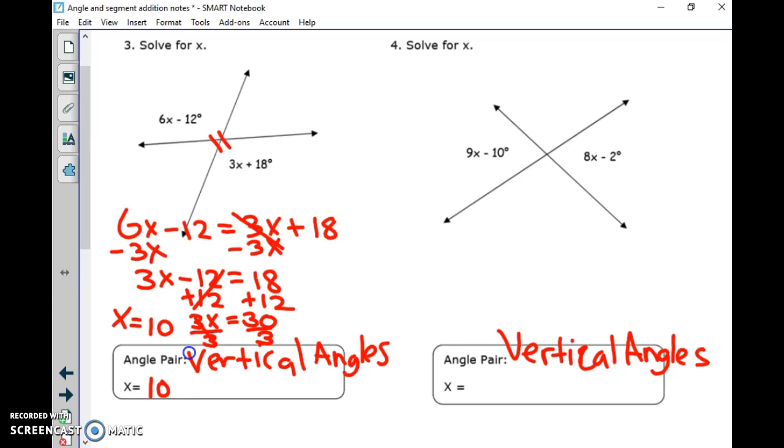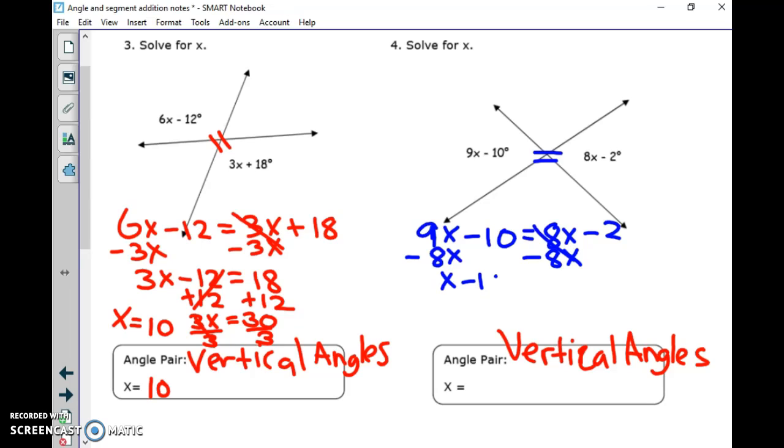Now, number 4 is the exact same type of problem. So let's solve it the exact same way. Remember, these are equal. So I'm going to do this a little bit quicker. This is nothing new, so don't freak out. We get rid of the smaller x. That gives us 1x minus 10 equals negative 2. And our last step is to get rid of the loner. And that gives us a positive 8.